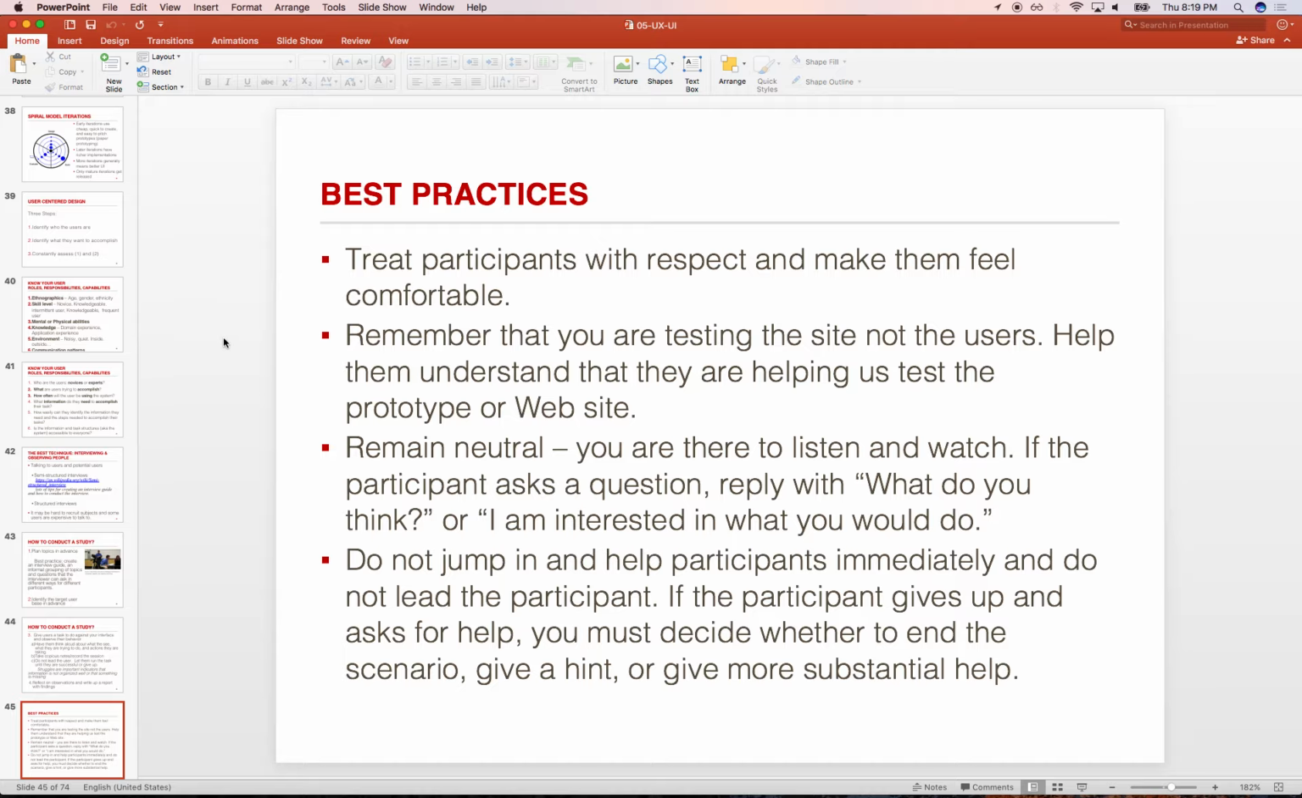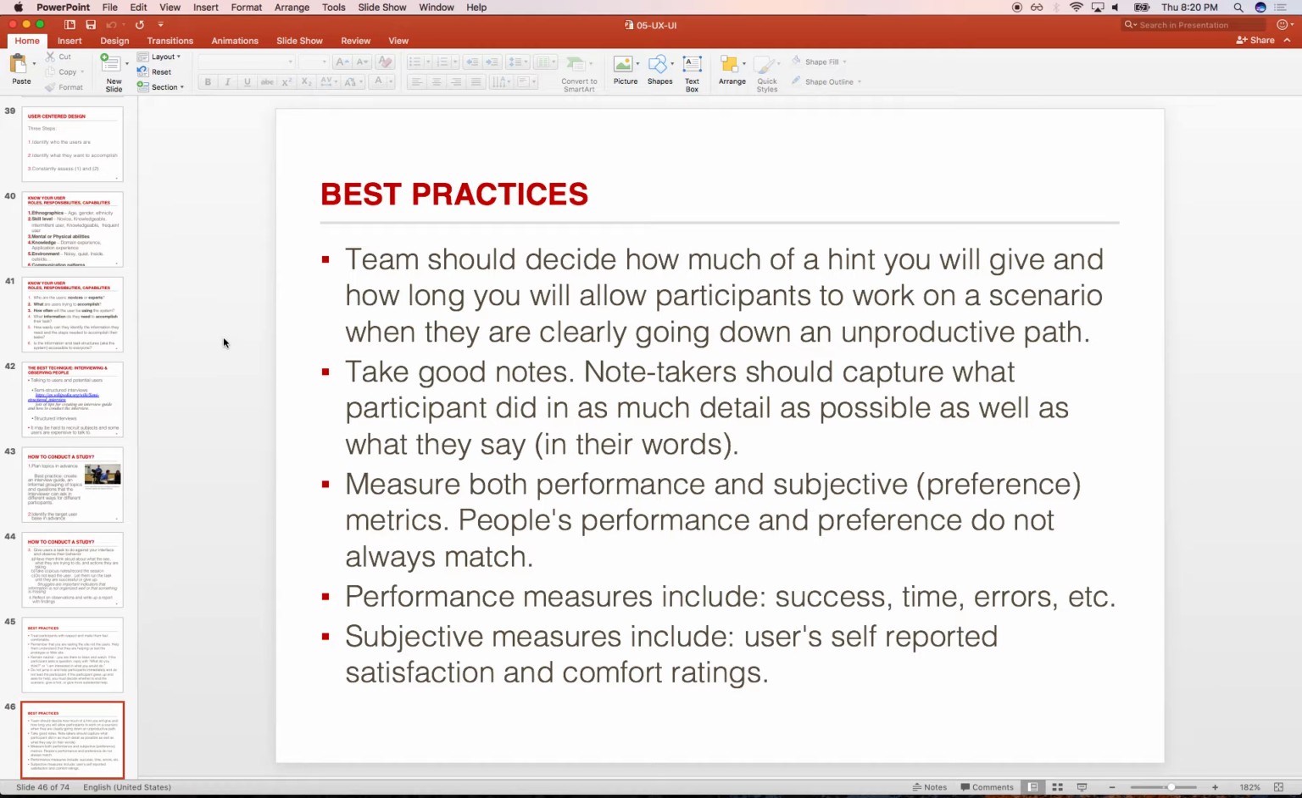Obviously, treat your participants with respect. They're testing the site. You're testing the site, not the user. So you don't lose patience with the user if they get stuck. It's not their fault, right? It's always the fault of the user interface. So don't jump to any conclusions.